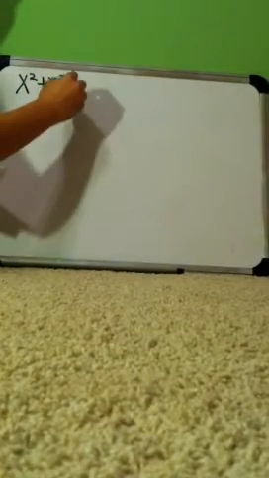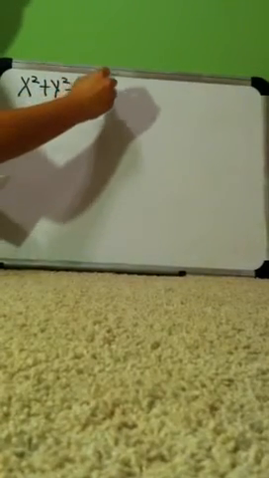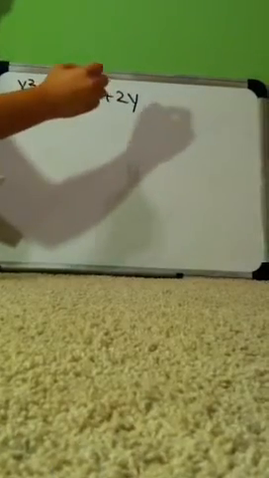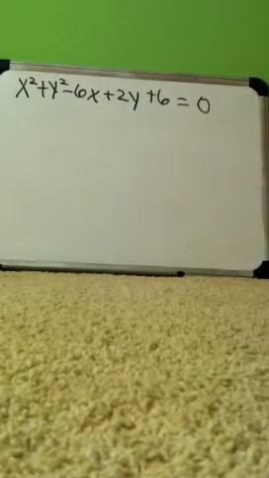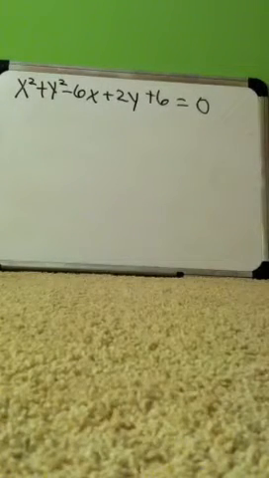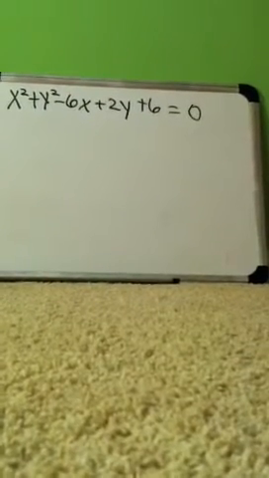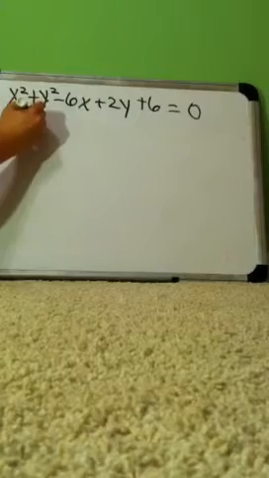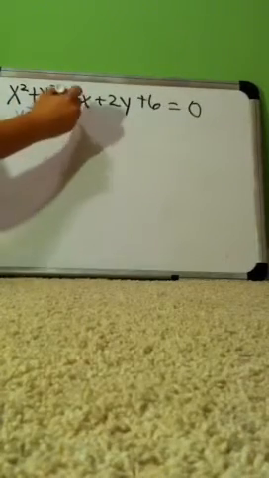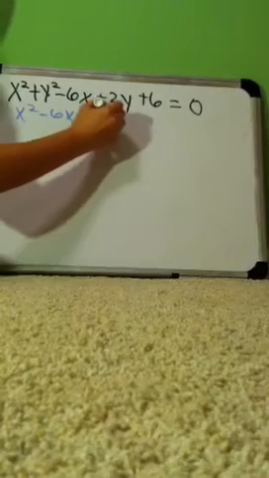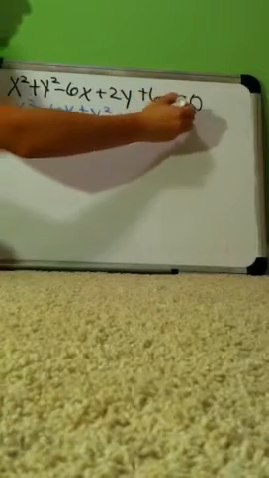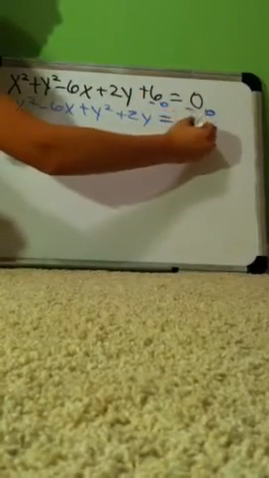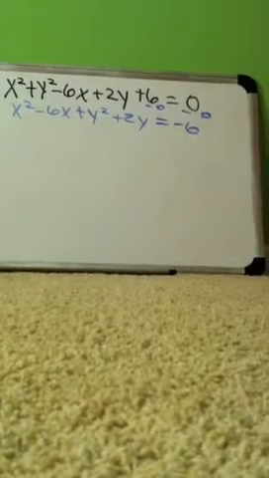x squared plus y squared minus 6x plus 2y plus 6 equals 0. Now it's really important that we keep our x's and our y's together. So we would rewrite this. I'm going to get a different color. x squared, we're going to take our negative 6x, plus y squared plus 2y, and then we're going to go ahead and move the 6 over to the other side. So equals negative 6.